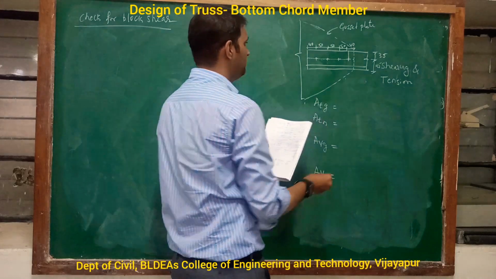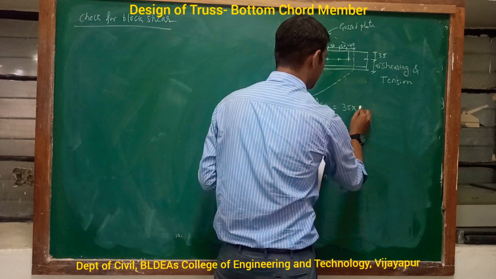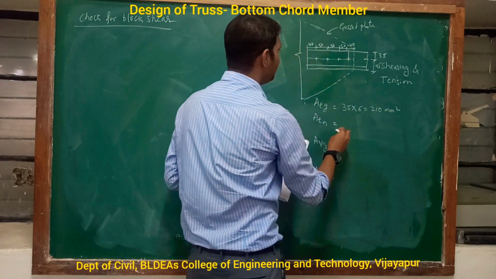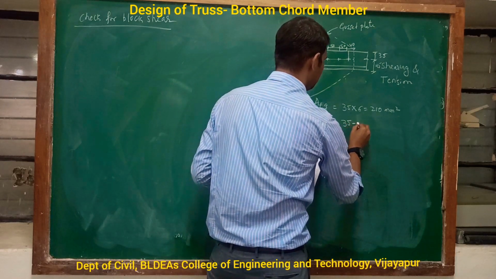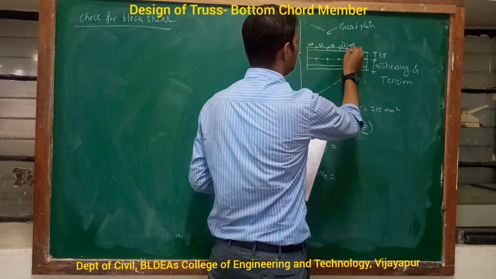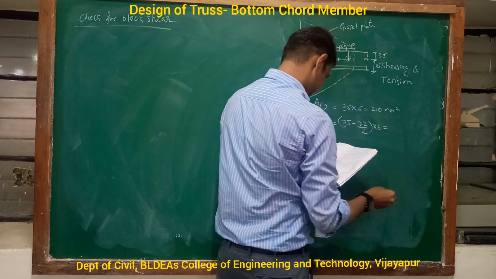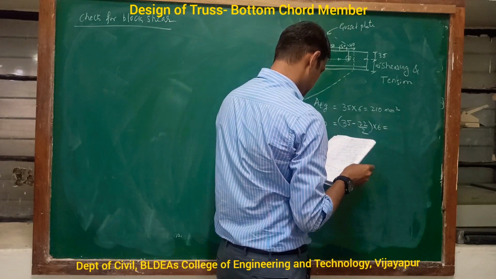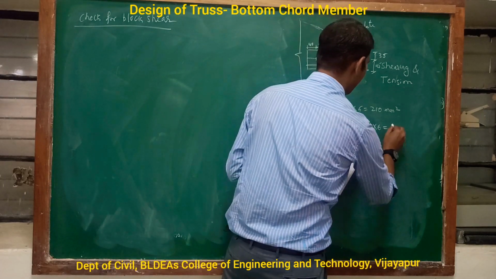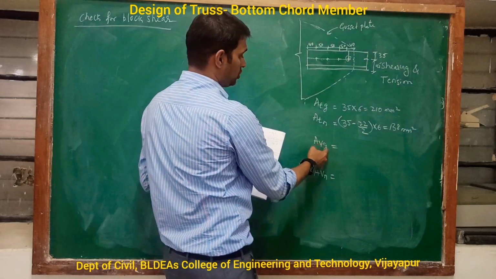So now ATG will be 35 into the thickness of the angle, which is 210 square mm, and net area under tension will be 35 minus half bolt hole. From this center to here you have to deduct half bolt hole into 6, that is ATN is 138 square mm. Next, gross area under shear.